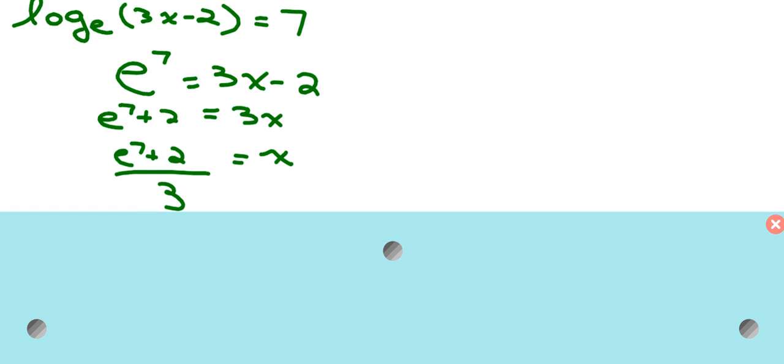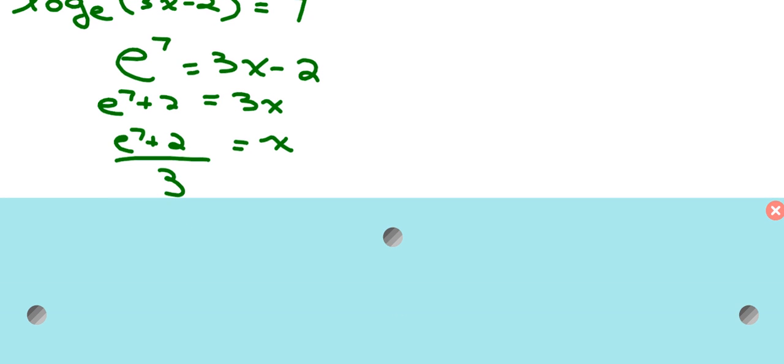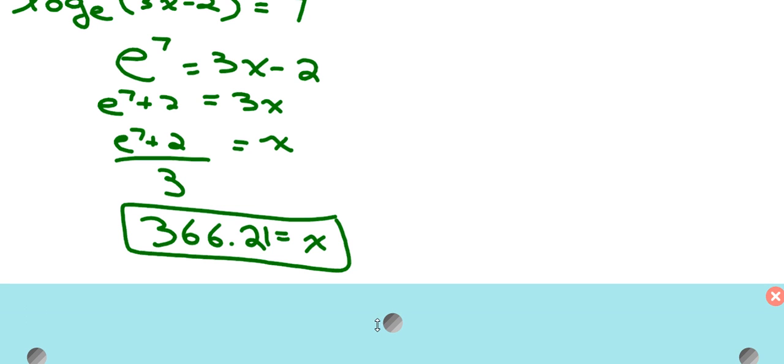And if you're using your phone calculator, be really careful. You want to use parentheses for your numerator before you divide it by 3. Or you could just do e to the 7th plus 2, hit enter, and then divide by 3. Either way you do it, if you have to use your phone, just be careful, and you should get 366.21. So we looked at a natural log problem that we couldn't do, and we changed it to an exponential that, with a little help from our calculator, we were able to do.